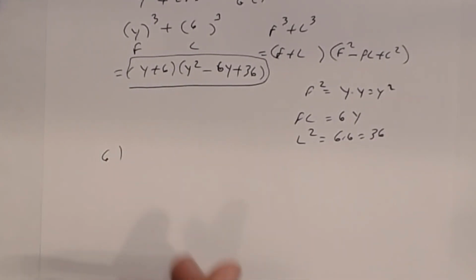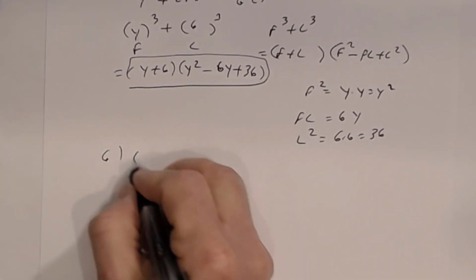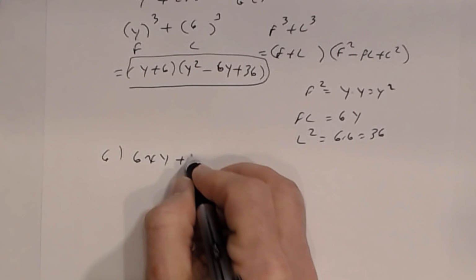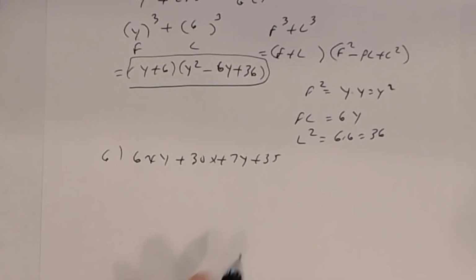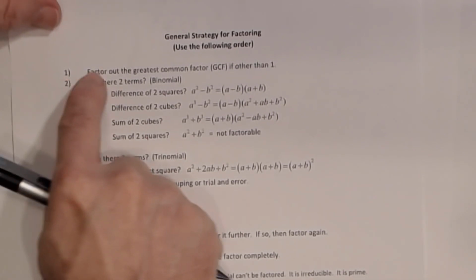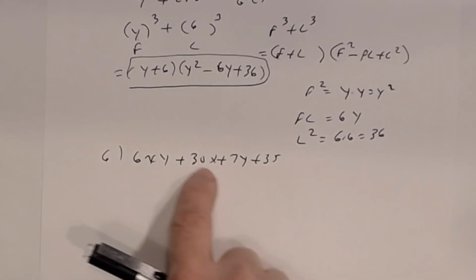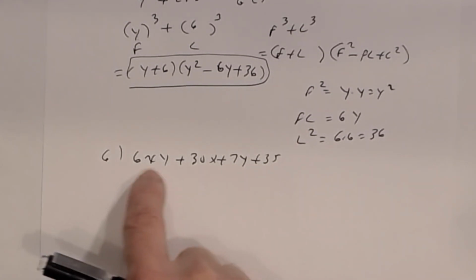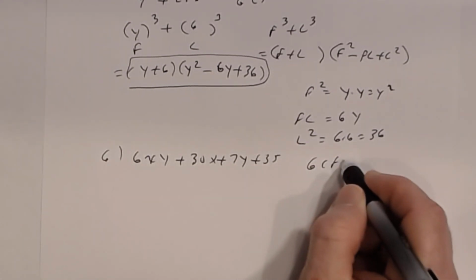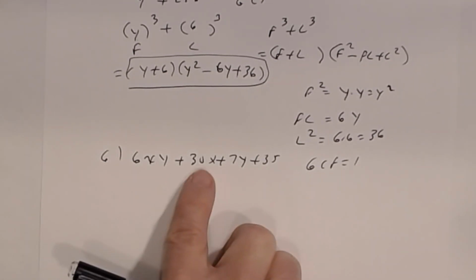Let's try this one. 6xy plus 30x plus 7y plus 35. All right, so I want you to remember the process. The first thing you always do is ask yourself, what's the GCF? How many terms do you have? You have 1, 2, 3, 4. The GCF, I'm hoping you see this, the GCF is 1. Okay, so the GCF is 1, so there's nothing to factor out, but you have 4 terms, right?